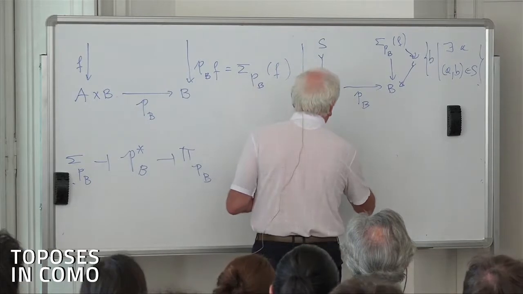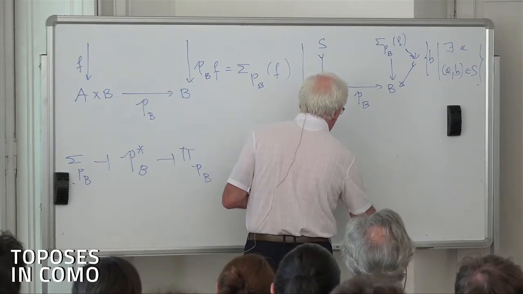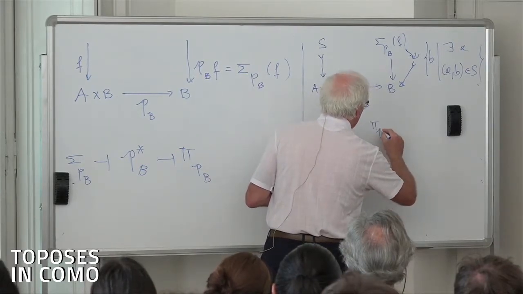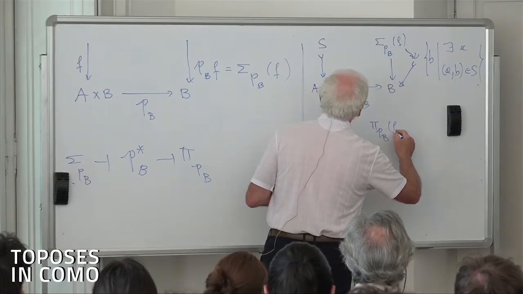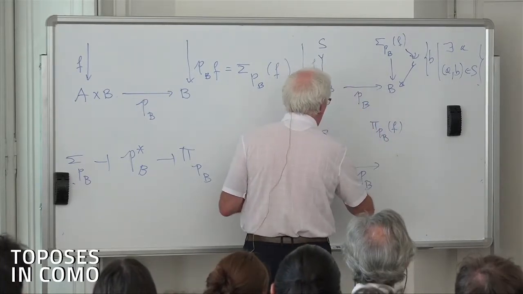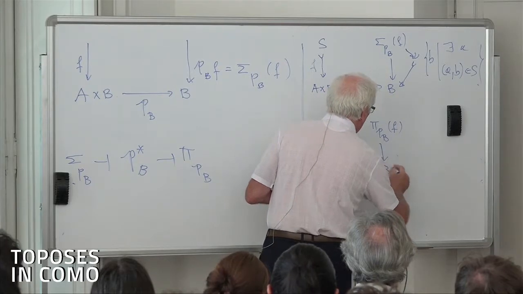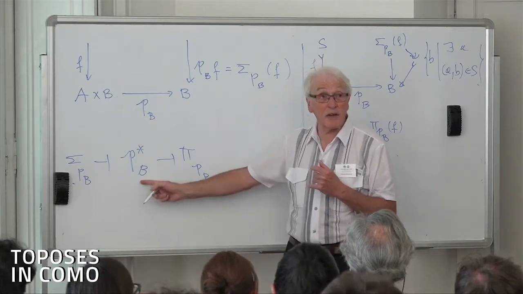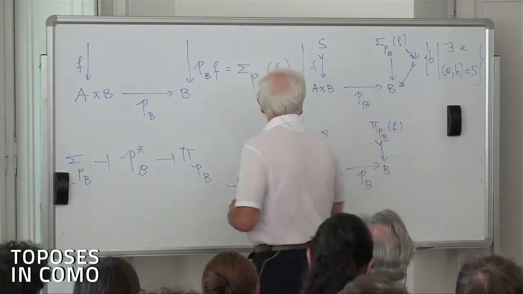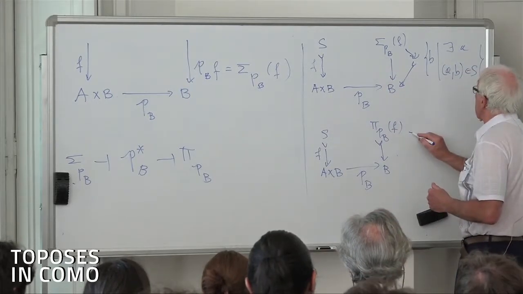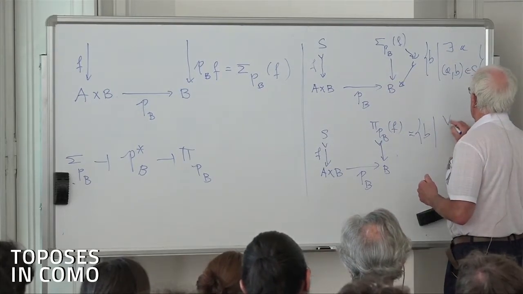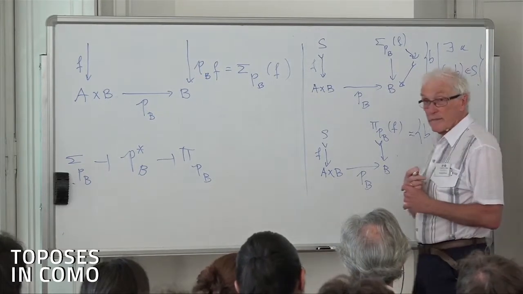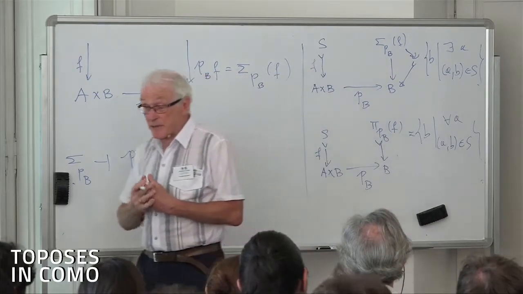Now, if I do the same thing with pi PB of my F here, this time, this is at once a monomorphism. This functor has a left adjoint, so it preserves monomorphism. And as we have seen yesterday, this is the set of B such that for all A, AB is in S. This is what happens in the case of sets.